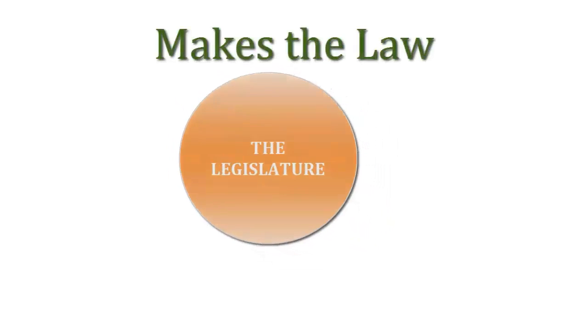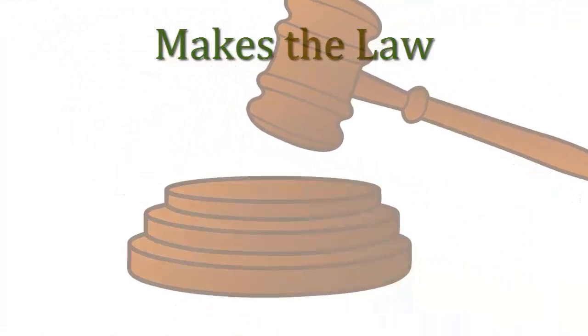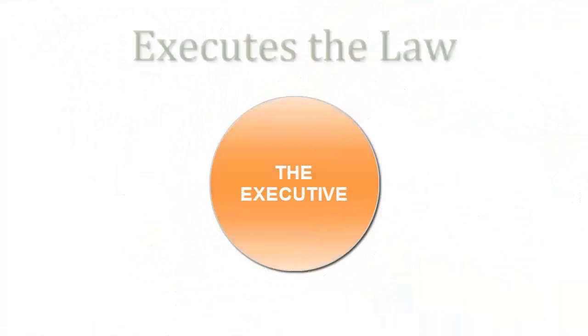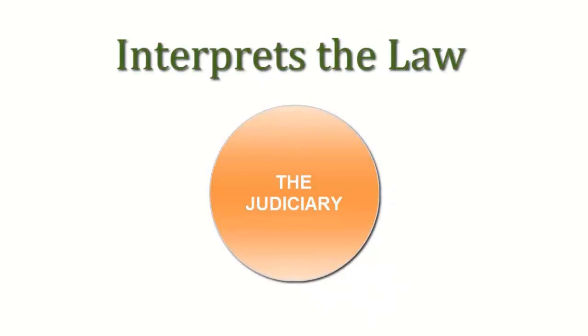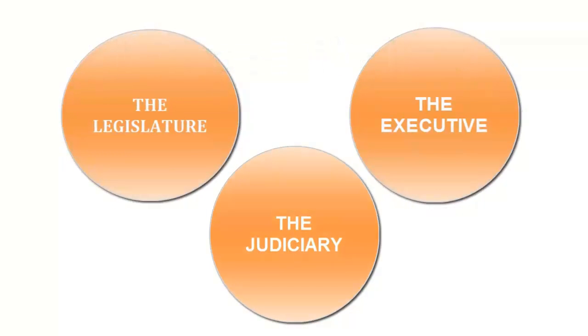The basic functions of each are: the legislature arm makes the law, the executive arm executes the law, and the judiciary arm interprets the law. In order for the arms to execute their functions, the bodies making them up are categorized differently but relevantly. We will go through each one.